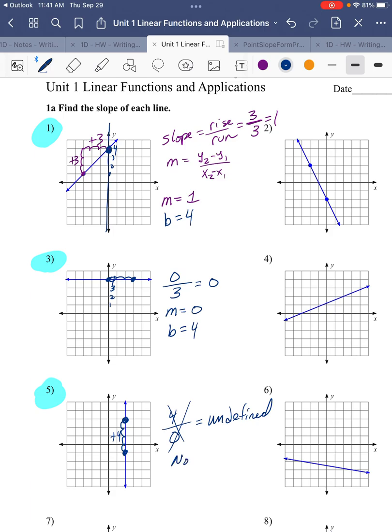Is there a y-intercept? So there's also no y-intercept. It does not ever cross the y-axis.